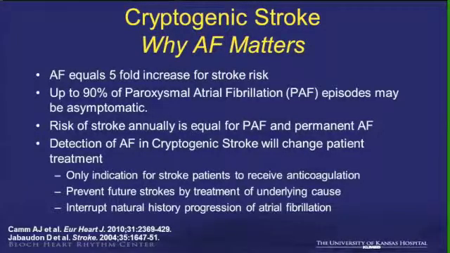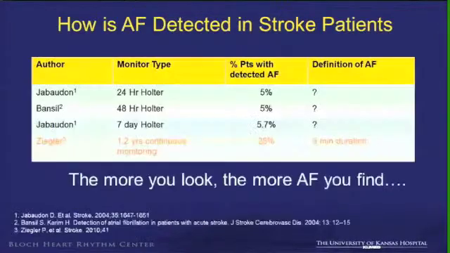And the detection of atrial fibrillation in these stroke patients will actually change their treatment. Now remember that in these patients, the only indication for anticoagulation is really atrial fibrillation. Otherwise, these patients would be treated with antiplatelet agents and things like that. In addition, we could obviously treat the atrial fibrillation earlier and hopefully prevent the natural progression of the disease.